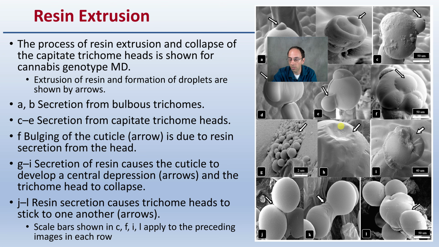We can see again showing that region there at those different views. J through I, Q through L shows the resin secretion causes trichome heads to stick to one another, and again by the arrows here, and the scale bars are shown. So again, I should have mentioned that before. When we're looking at these degrees of magnification, we can see the different scale bars to kind of give you a proportion there. And again, when they're getting so dense here, we're seeing that kind of merger, or that connection of those.